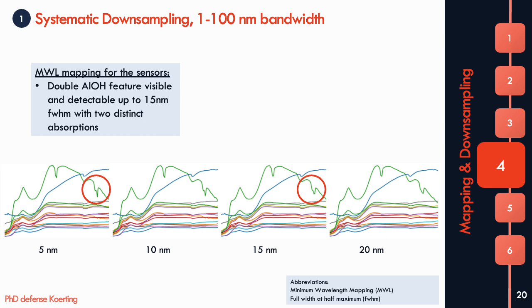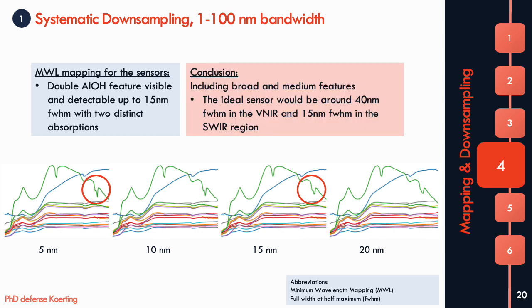I also compared the minimum wavelength mapping for the sensors by looking at the double ALH feature, which is visible and detectable here around 2,200 nanometers. And you can see it has this very distinct double feature. I checked by mapping this double feature over the decreasing band numbers to see up to which point these 2 features are actually still visible and can be distinguished. And this was only possible up to a downsampling of around 50 nanometers of bandwidth.